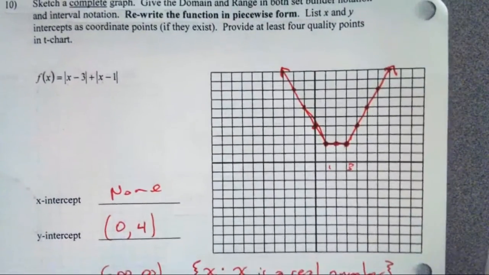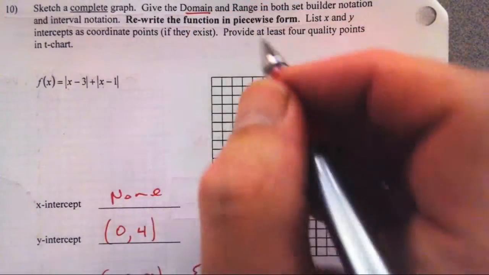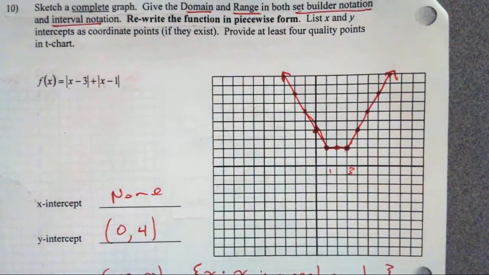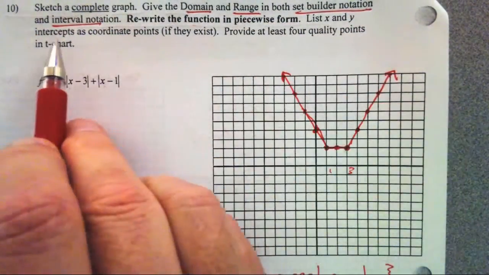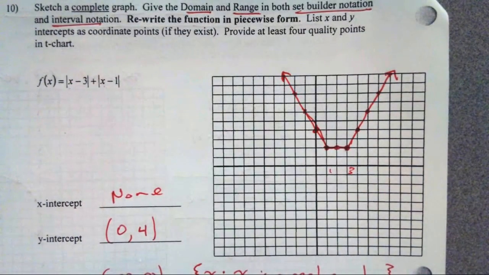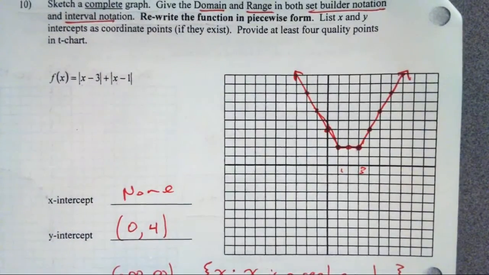Let's see what we've got so far. Give the domain, give the range in set builder and interval. Rewrite the function in piecewise. Got to do that. List x and y intercepts as coordinate points if they exist. Provide at least 4 quality points. I got 5. We need set builder notation.